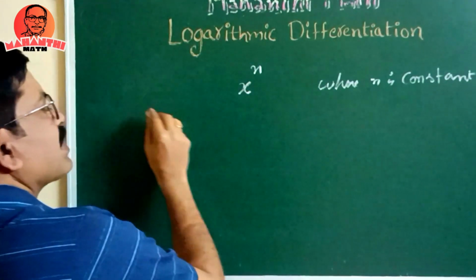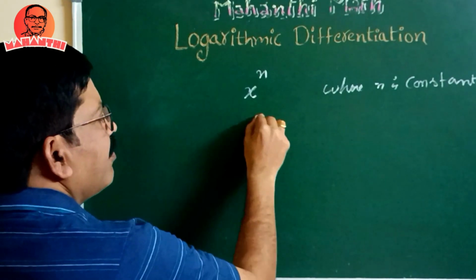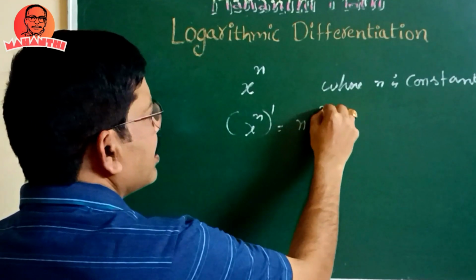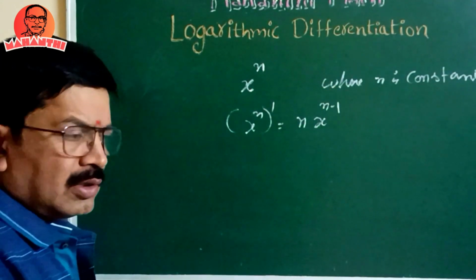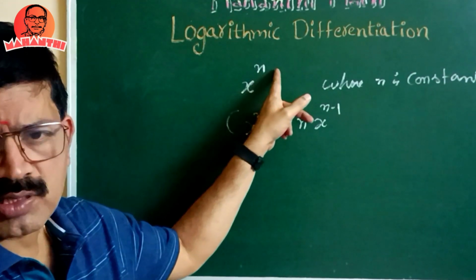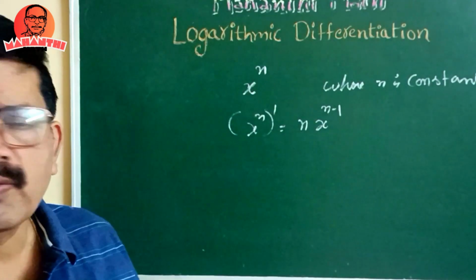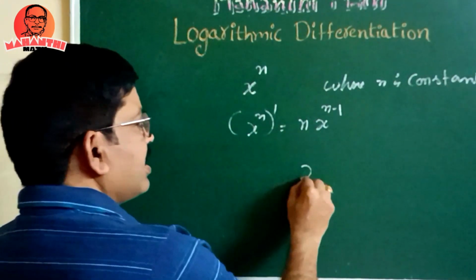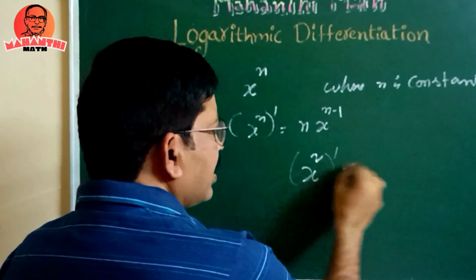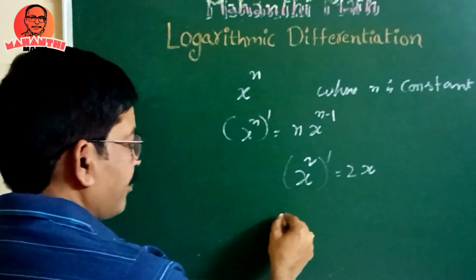What is the derivative of x power n? We have a formula. Derivative of x power n is n into x power n minus 1. Here you observe, x is the variable, power is constant. When variable power constant, we can use the x power n formula. For example, x square, derivative is what? 2 into x power 2 minus 1, 2x will come. All of you know this one.